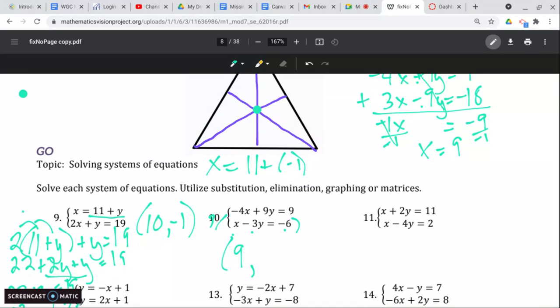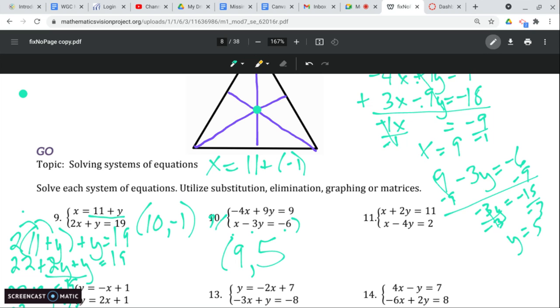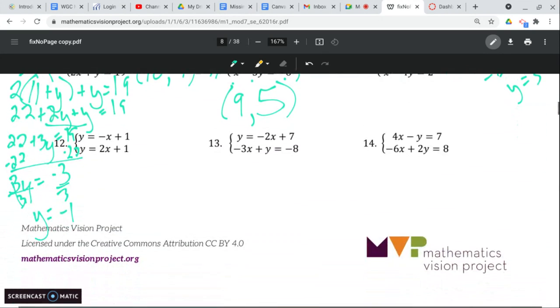Now we plug that 9 back in to find what y is. So I'm going to plug it into the bottom equation. So 9 minus 3y equals negative 6. So we subtract 9. We end up with negative 3y equals negative 15. Divide by negative 3. So y equals 5. So our solution is 9, 5.